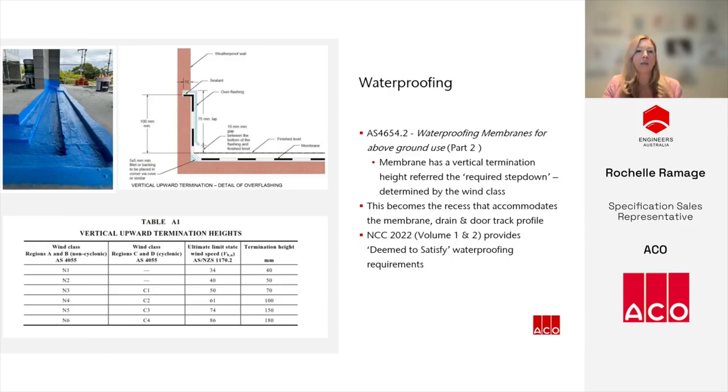The practical takeaway is simple. Confirm the site wind class early, apply the correct membrane termination height, and coordinate that height with the drain recess and the door track profile, so the detail is constructible and compliant.